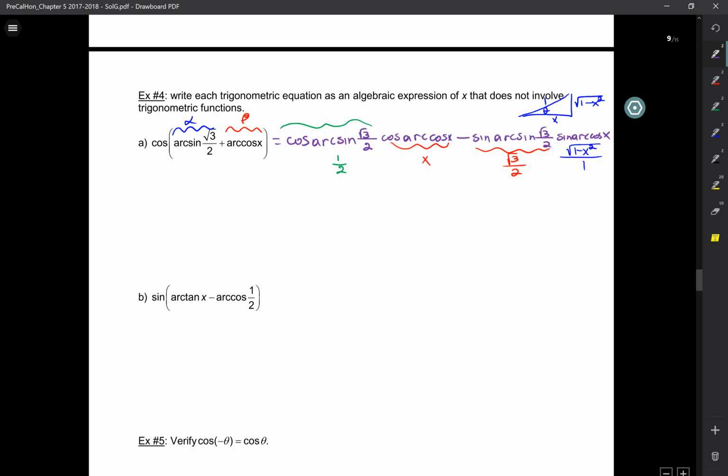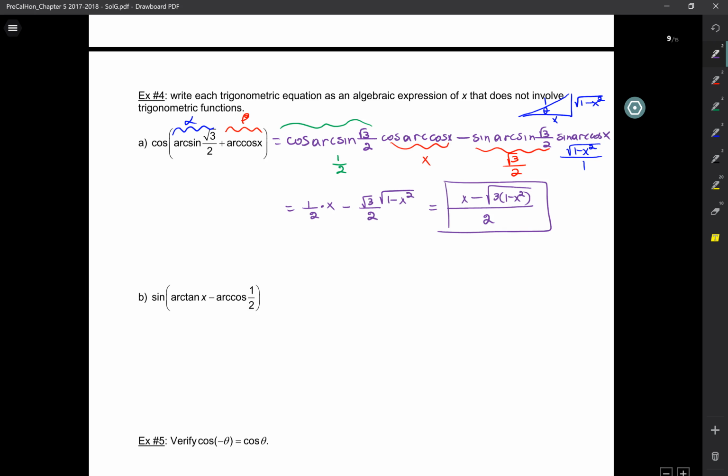Okay? So now let's put all this together. I have 1/2 times x minus root 3 over 2 times the root of 1 minus x squared. When I combine the fractions, they all have a denominator of 2. On top, I have x minus root times root. We multiply the insides, so it's the square root of 3 times 1 minus x squared. Can you distribute so it's the square root of 3 minus 3x squared? Knock yourself out. Okay? Either way.